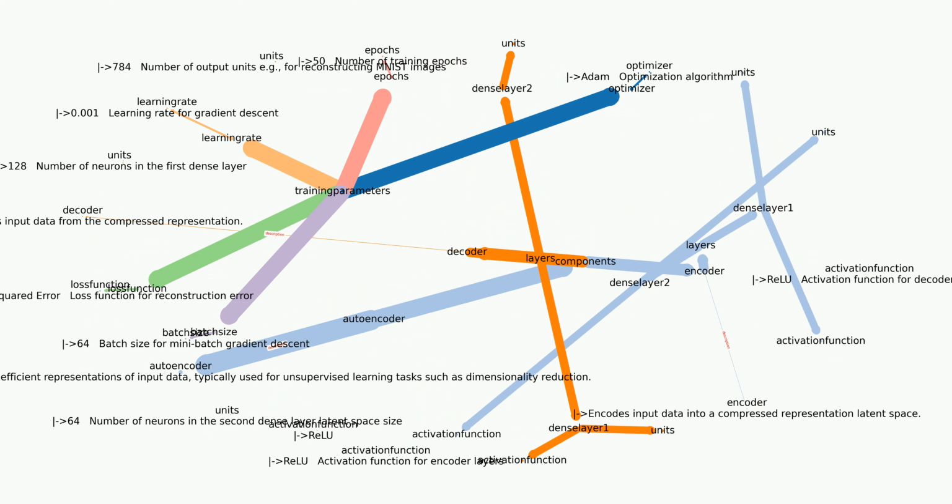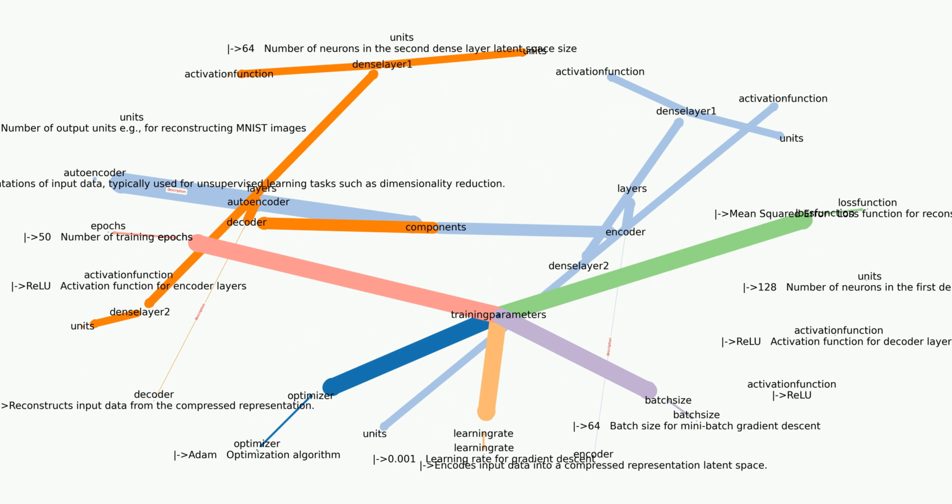Decoder. Description: reconstructs input data from the compressed representation. Layers. Dense layer 1. Units: 128, the number of neurons in the first dense layer. Activation function: ReLU activation function for decoder layers.